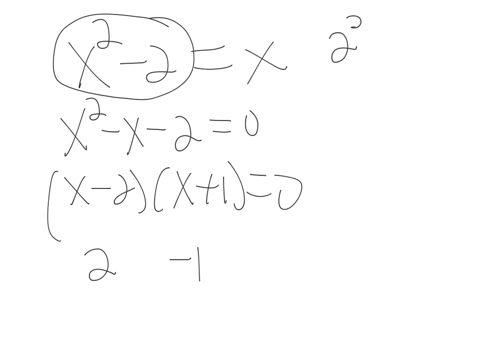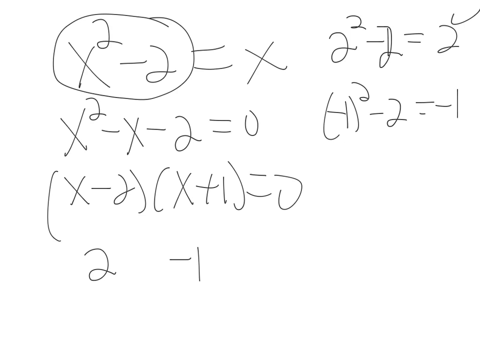So when x equals 2, 2 squared minus 2: 2 squared is 4, minus 2 is 2, so that checks. If I substitute -1, -1 squared is 1, minus 2 is -1, so that checks. So those are the two fixed points, and we've shown this algebraically. But now they're asking me to find a function where x equals -2 and where x equals 3 are the fixed points.